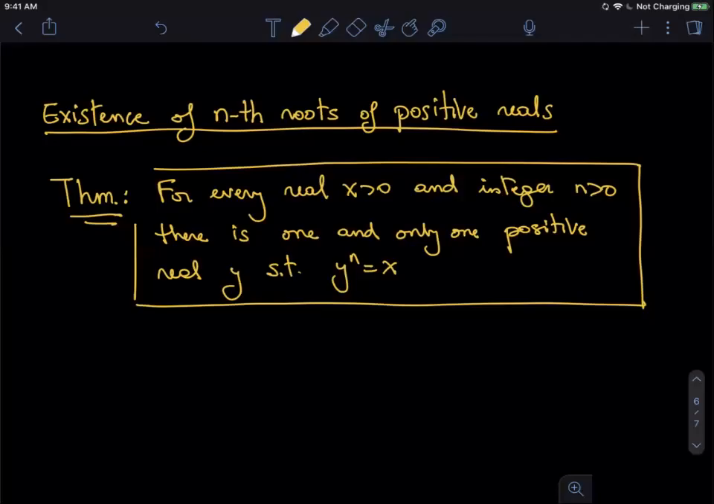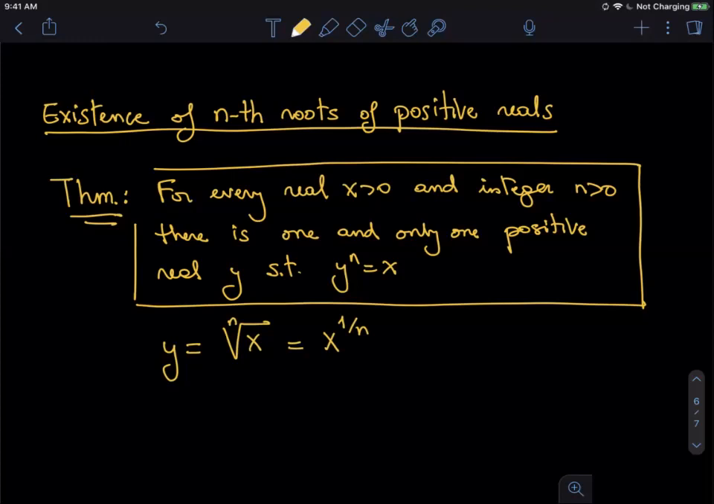Let's explore now more consequences of the least upper bound property. In particular, let's look at this theorem on the existence of nth roots of positive reals. So what we want to do here is, given a positive real number x and an integer n, find the nth root. We will write the nth root of x, or also x to the 1 over n. So we want to know if this exists or not.